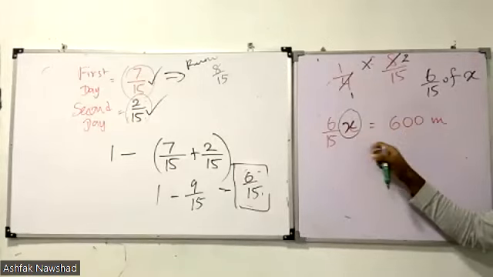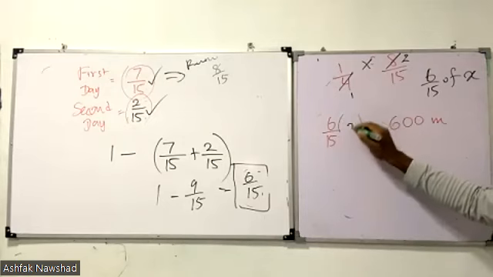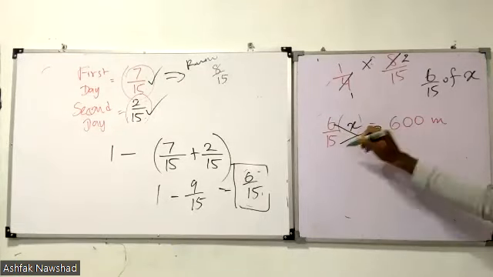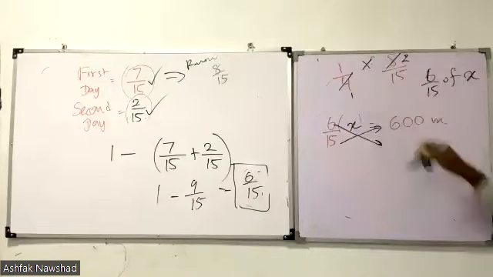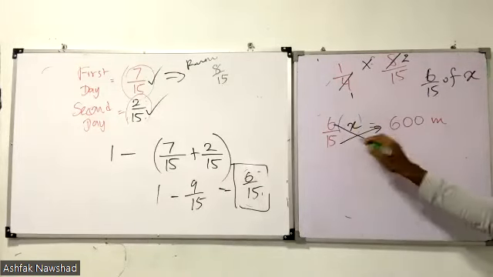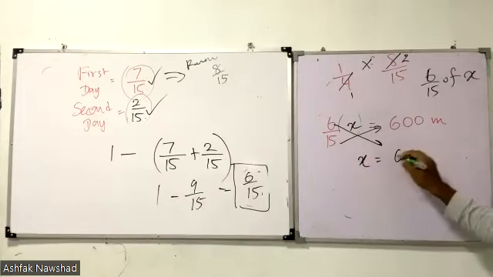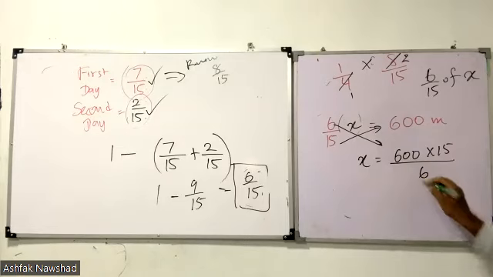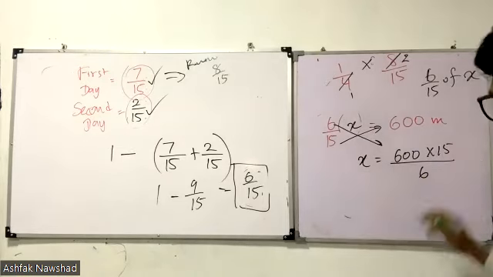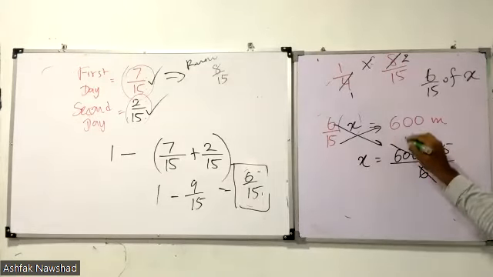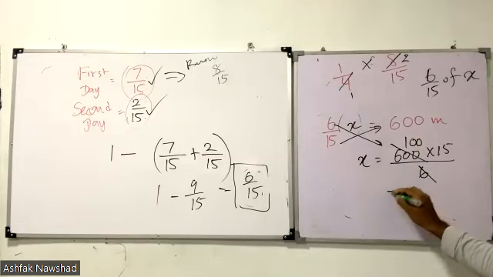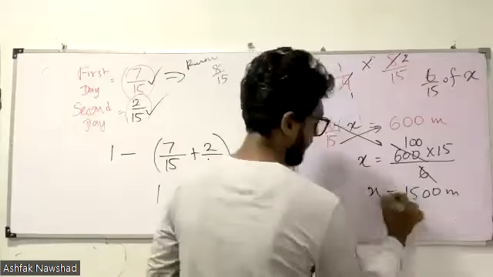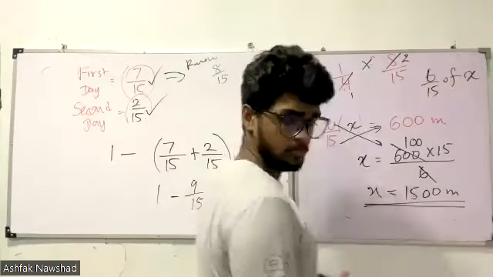We need to find x. How to find x? We'll just cross multiply. We'll move 15 to the numerator and 6 to the denominator. So this is simplification. So x will be 600 into 15 over 6. So 600 over 6 is 100. What is 100 times 15? 1500. It's 1500 meters, the total length.